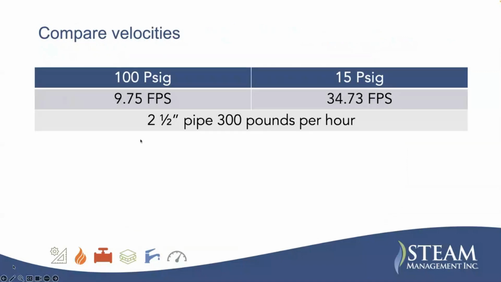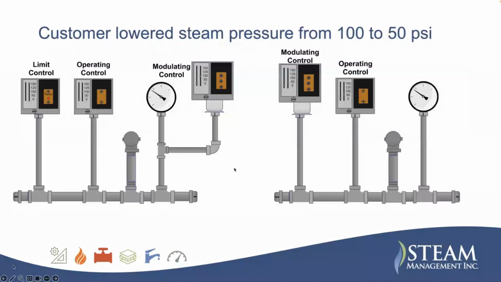Compare velocity. Say we have 100 psi steam pressure. The velocity of the steam in a 2.5-inch pipe at 300 pounds per hour will be almost 10 feet per second. If we lowered that down to 15 psi, the speed increases up to almost 35 feet per second. So it's substantial. The idea is on a steam system, you want to keep the pressure as low as you can, so it'll get to the system faster. But there's going to be an issue.